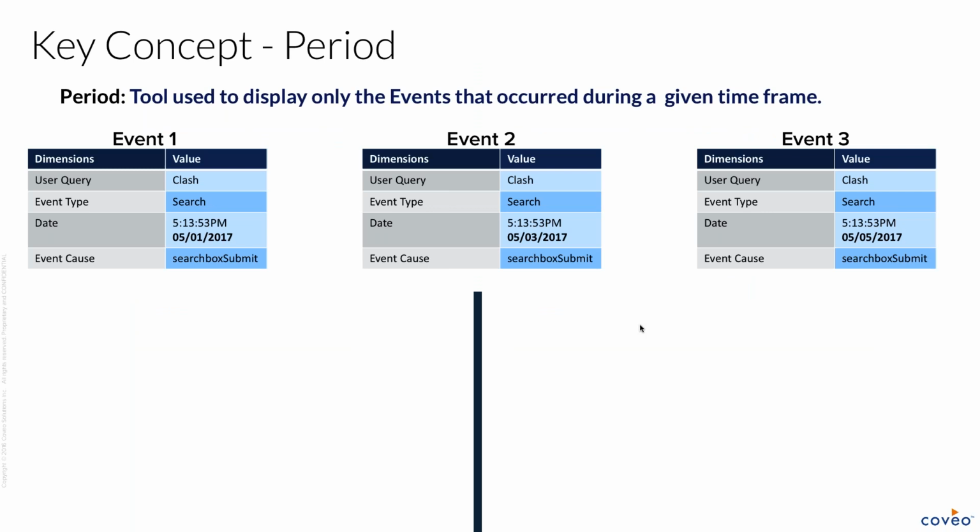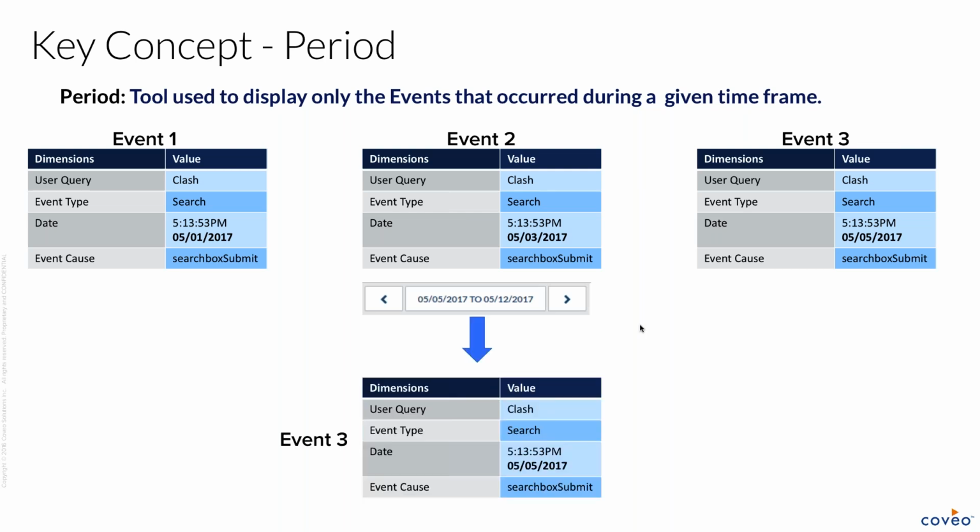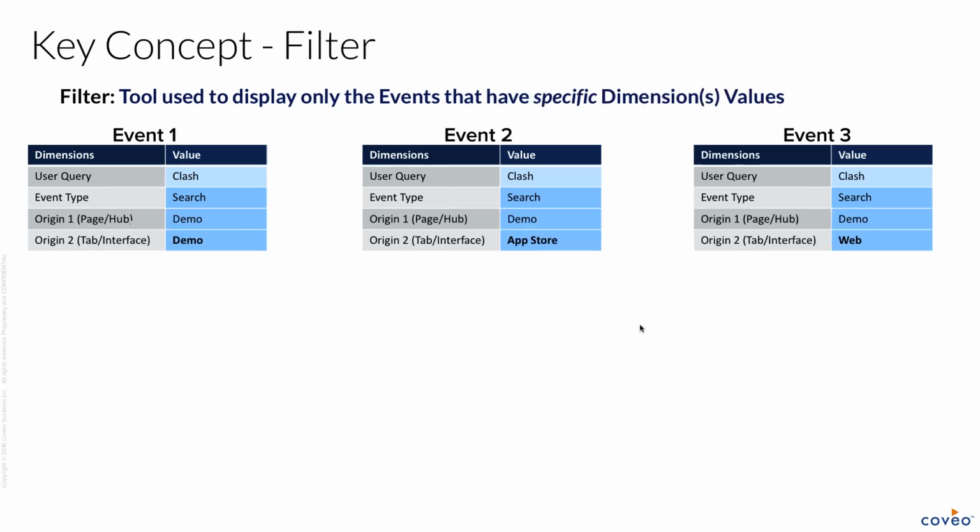So key concept to understand, number one, the period. We just saw it, and I think period is really easy to understand. It's used to display only the events that occur during a given time frame. So for example, if we have this filter here for the period, can you guess which one of these events will be displayed? Well, of course, it's event number 3 because it's the only one that matches these criteria. It's the only one that happened between May 5th and May 12th. The other ones happened before that. So only this event will be available in your report.